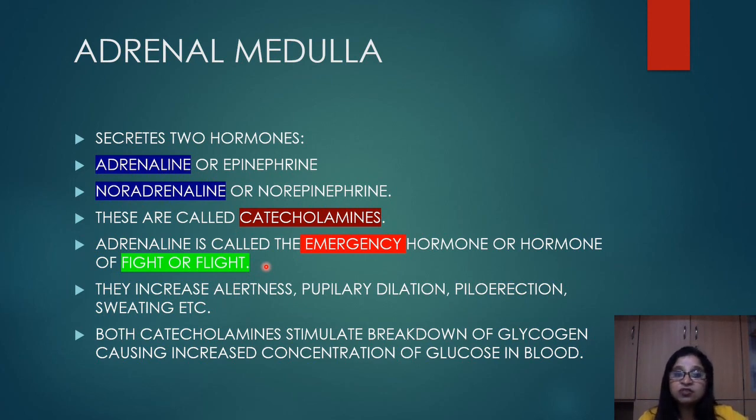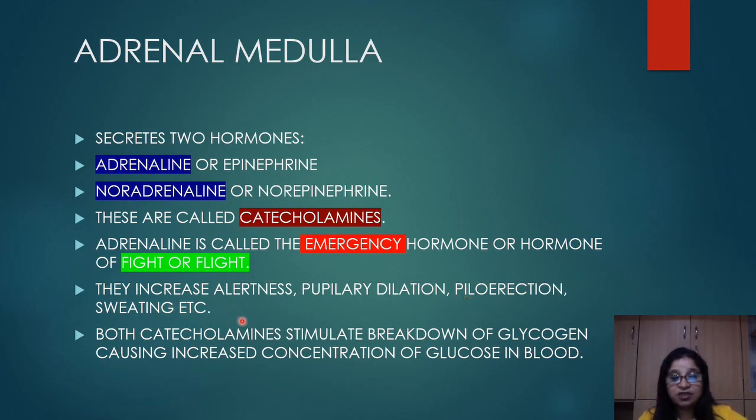It is secreted in large amounts by the adrenal medulla, goes into the circulation, and through it, it will help in increasing the heart rate, increasing the amount of blood moving in the circulation so that your muscles get ample oxygen. At the same time, your breathing rate, respiratory rate also increases so that more oxygen enters into your blood. So the muscles receive more oxygen as well as glucose, and they can contract for fighting or for fleeing. A very, very important hormone in stressful situations. They increase the alertness, pupillary dilation, piloerection, sweating, etc.